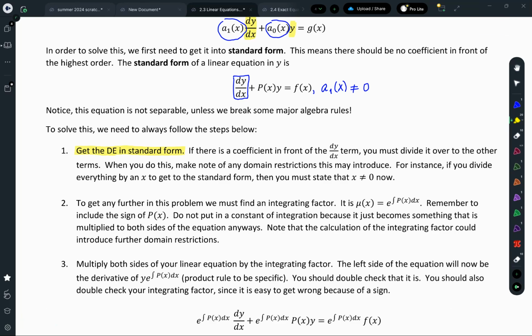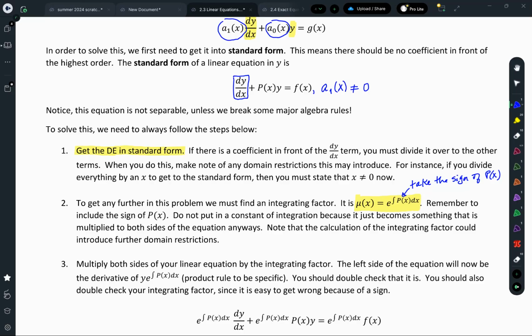The second step is that we have to calculate this thing that is called an integrating factor. It is denoted by mu of x is equal to e raised to the integral of p of x dx. You have to be very careful with this. You have to take the sign of p of x. Notice the standard form says dy/dx plus p of x. So if there's a minus sign there, then that minus sign belongs to the p of x, and you would need to bring it in here when you calculate your integrating factor.